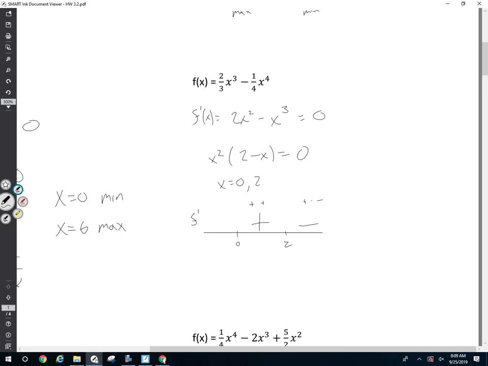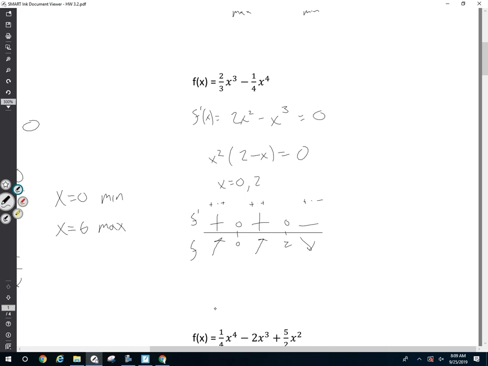So I guarantee you at negative 1 will be a positive. Let's see. Negative 1 squared, positive 1. 2 minus negative 1, positive 3. Positive times a positive, well, positive. Okay? So that means F is going up. It's flattening out. It's going up. And then it's going down.